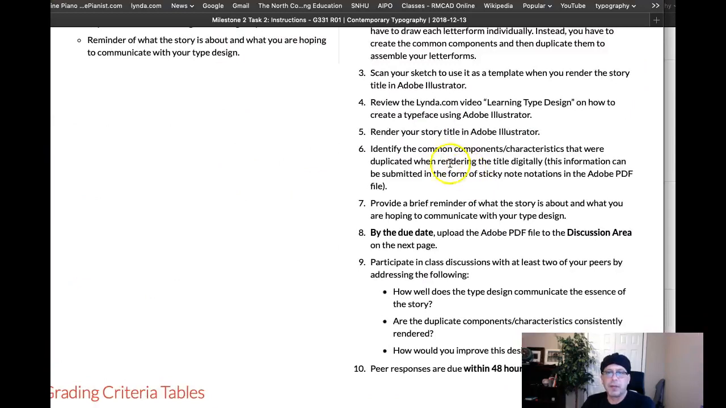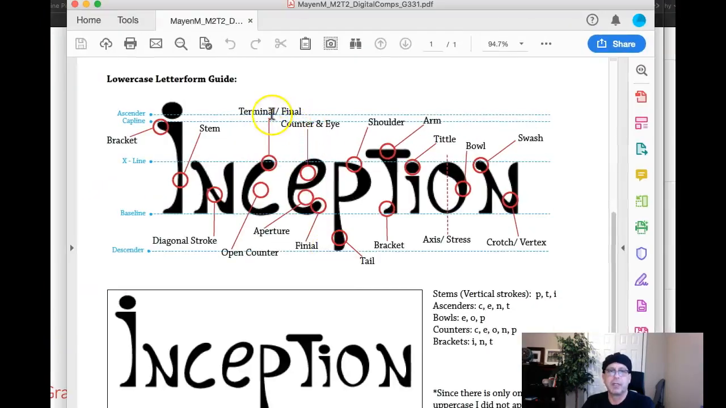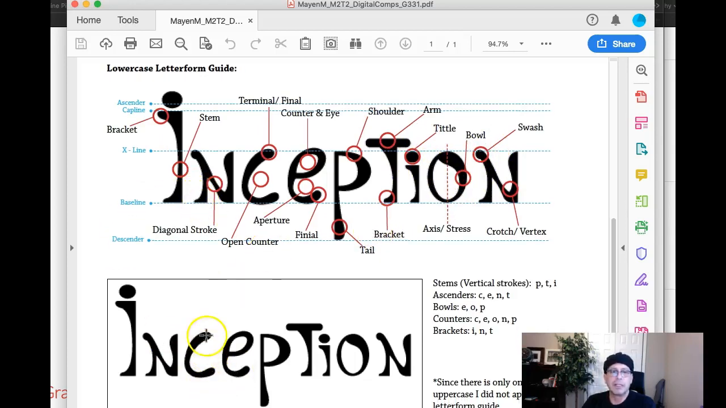There's this little thing right here. Identify the common components and characteristics that were duplicated when rendering the title digitally. This information can be submitted in the form of sticky note notations. And one thing that you've done here is you've identified different anatomical parts of the letters and different terminology associated with different parts of the letters. But what that's asking is to take different portions of the letter form and try to determine what can be duplicated in different areas.